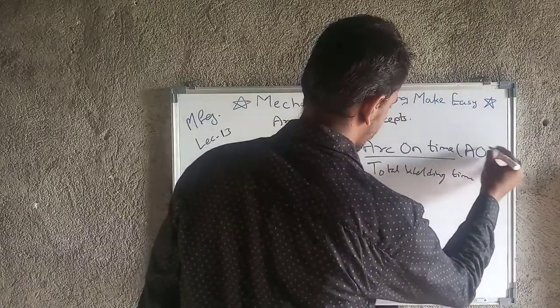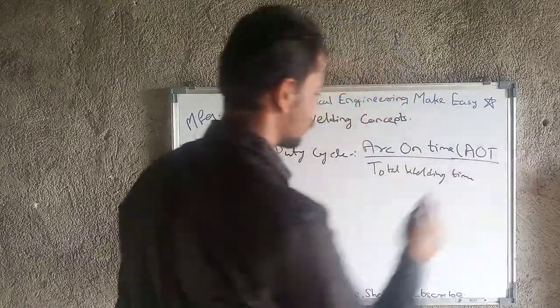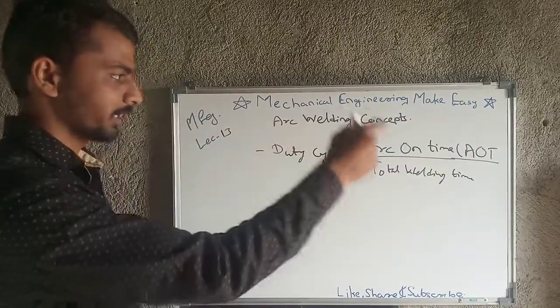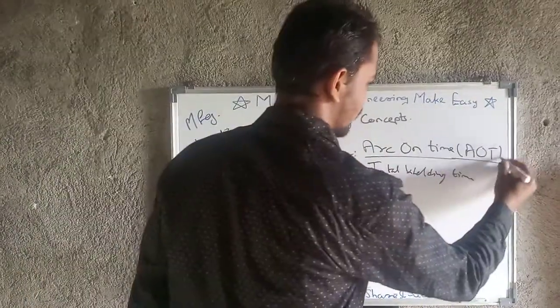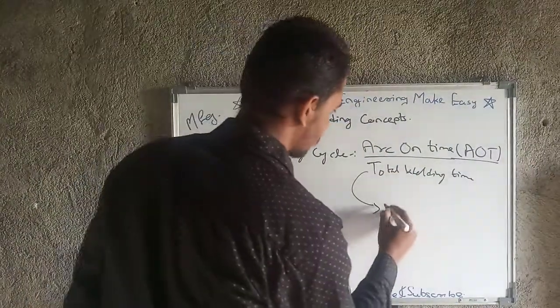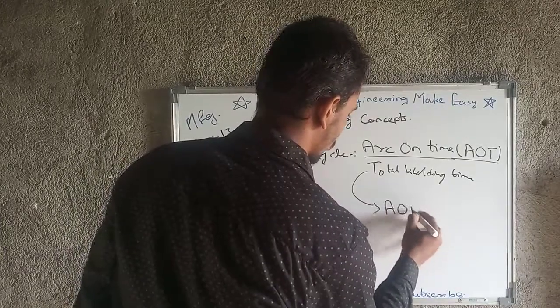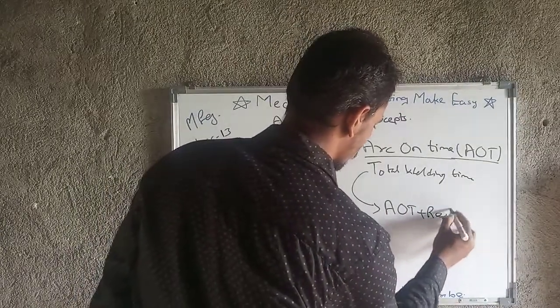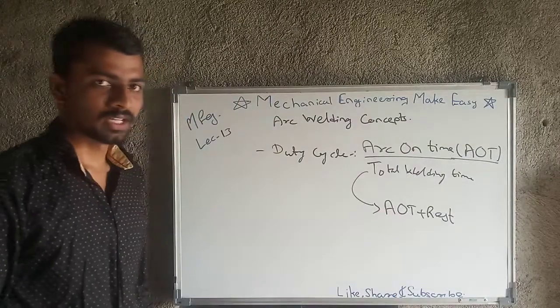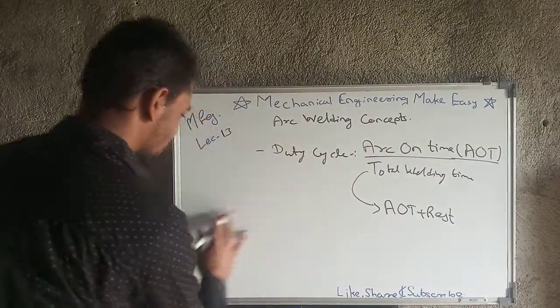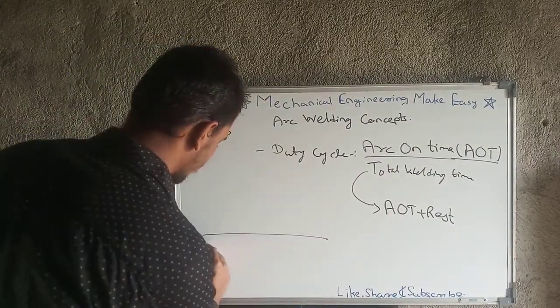Okay, this is denoted by AOT, arc on time, that is AOT divided by total welding time. And what is total welding time? Total welding time is arc on time plus rest. Okay, means what happens? Means we are generating the welding joint.